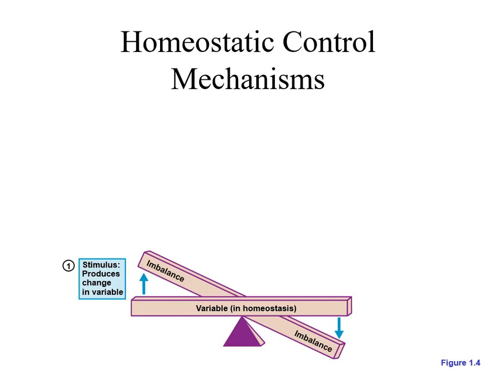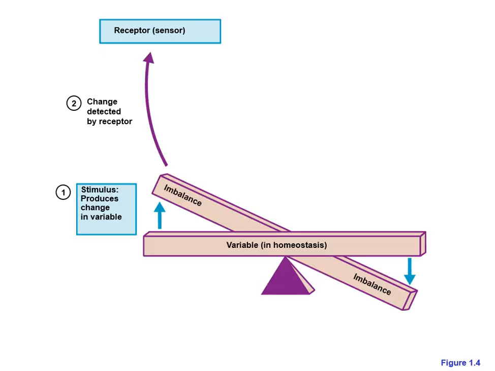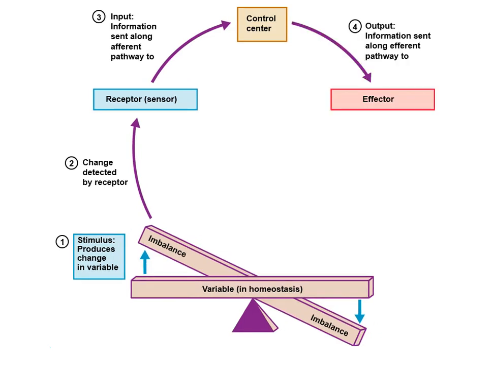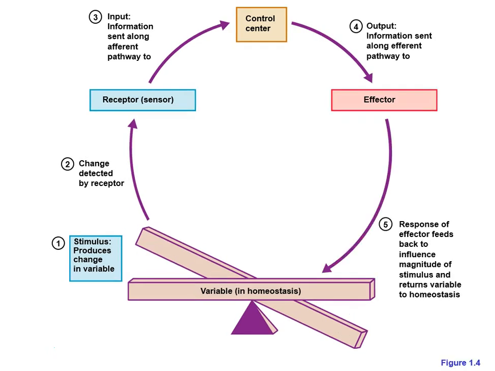So a stimulus produces a change or an imbalance. It's detected by a receptor. The receptor sends the information, the input, to a control center, brain and spinal cord most of the time, and it figures out what to do, sends an impulse back to an effector, and the effector then is going to produce a response, either move a muscle or not move a muscle, secrete a hormone or not secrete a hormone.